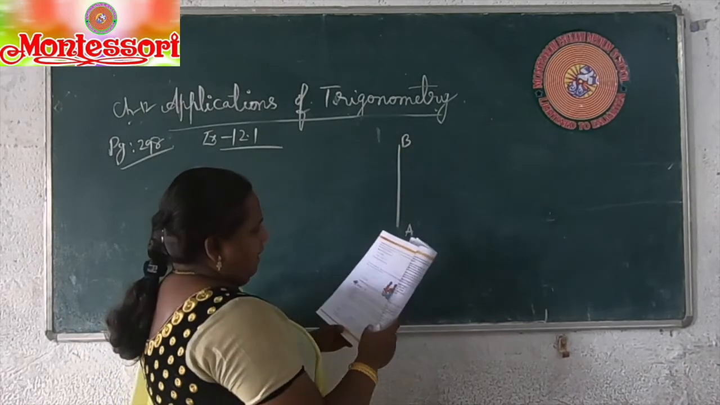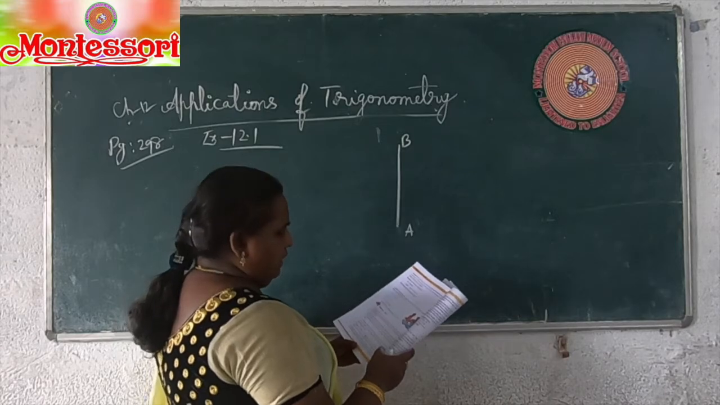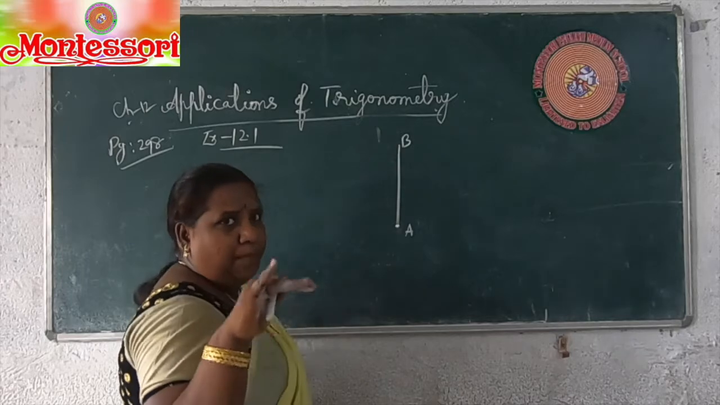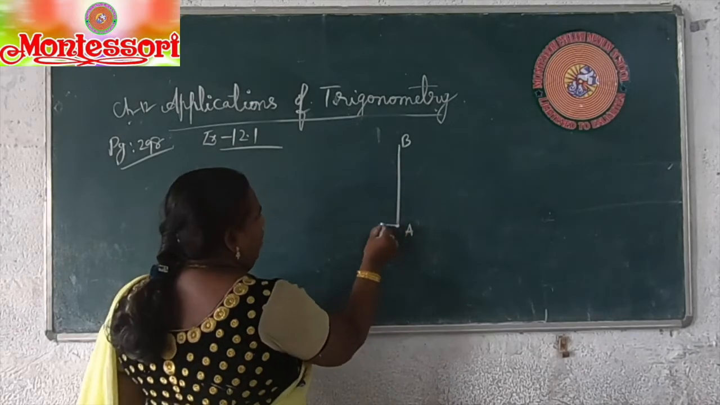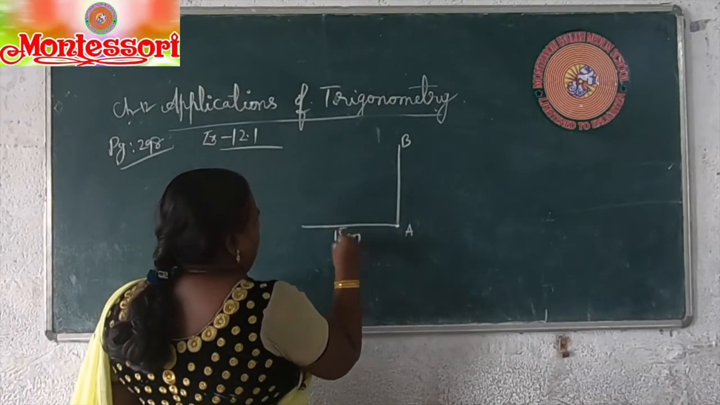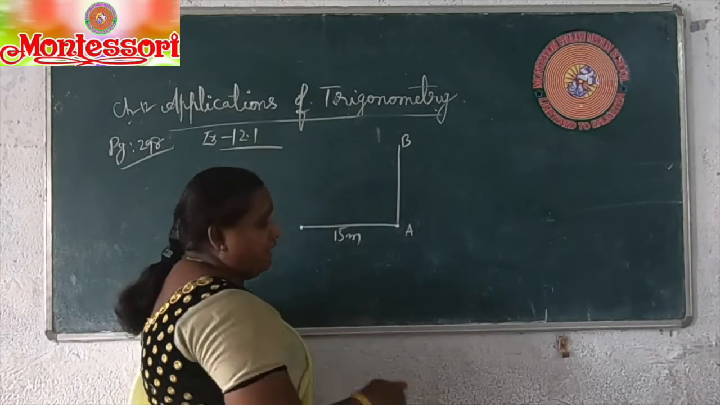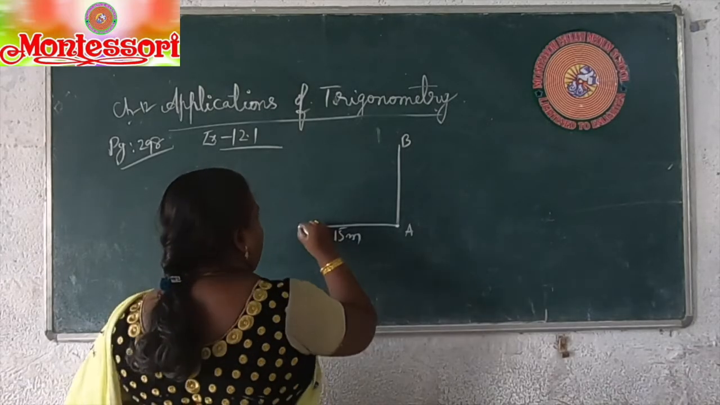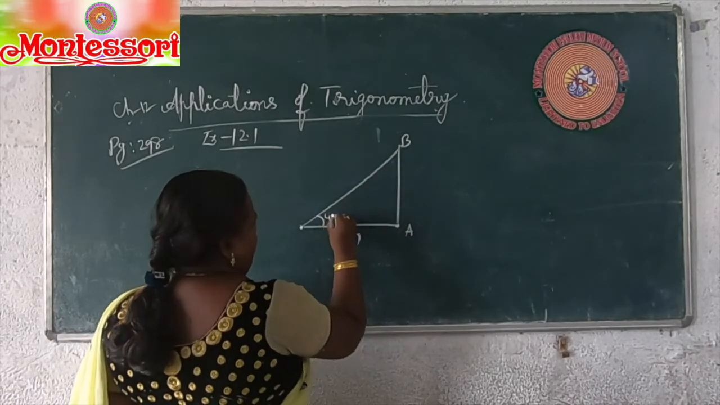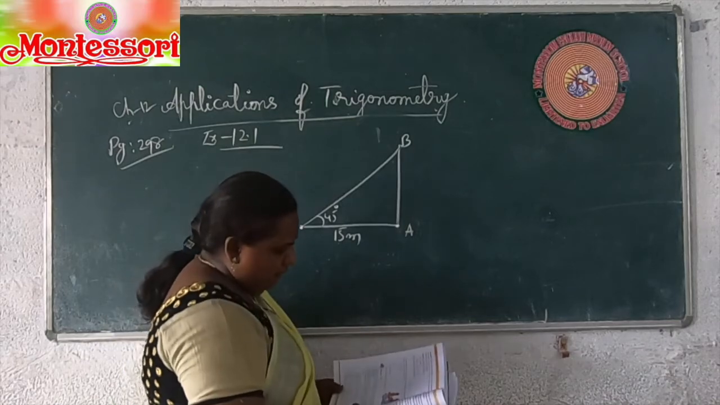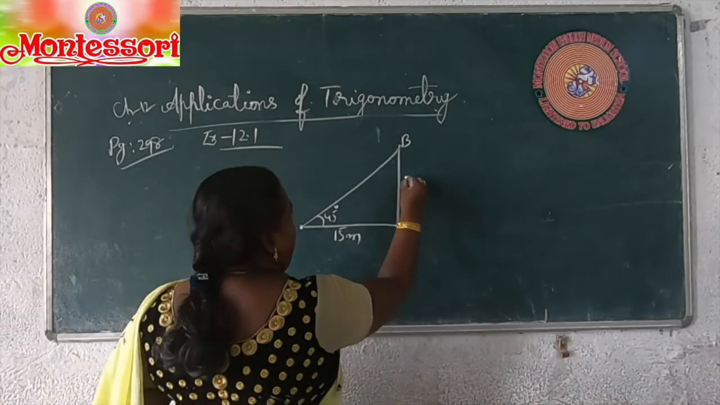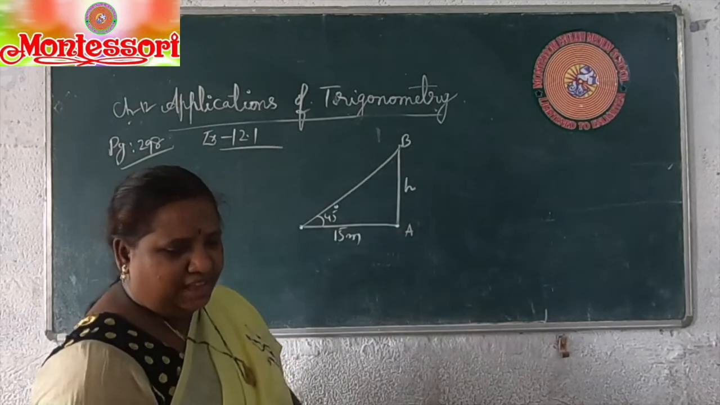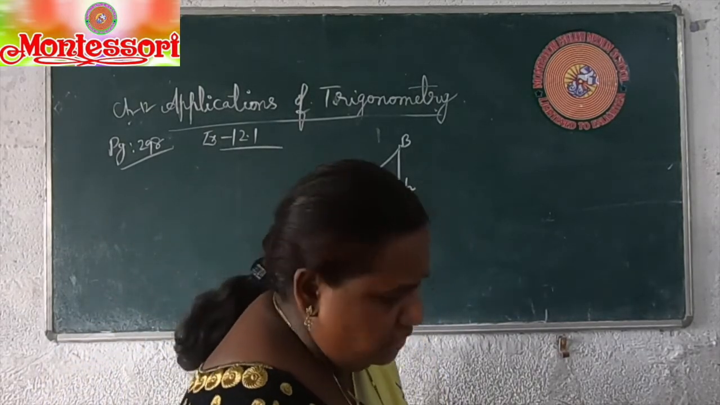AB is the tower. A tower stands vertically on the ground, from a point which is 15 meters away from the foot of the tower, the base. Here to 15 meters, an observer sees the top of the tower at an angle of elevation of 45 degrees. And what is the height of the tower? Height of the tower means this, or simply you can find AB. Now this is the information they give. Now how to do this?